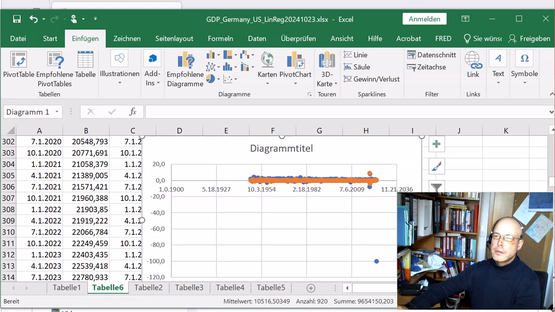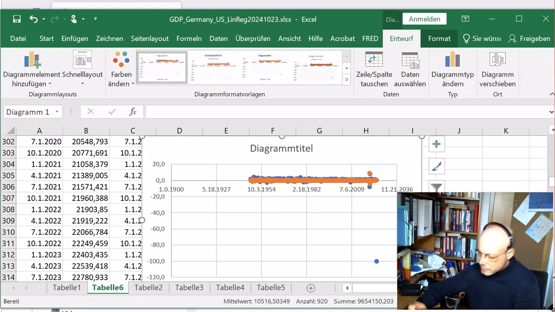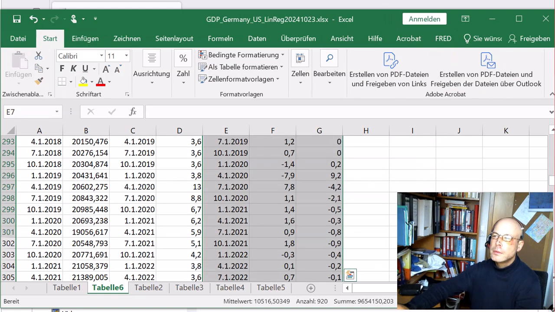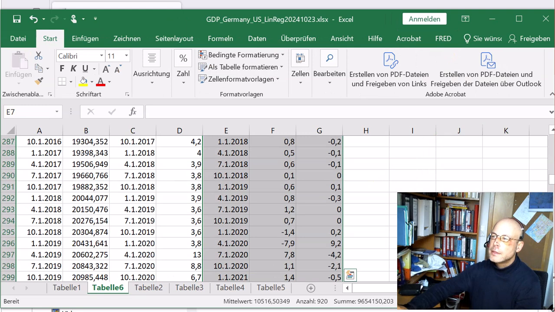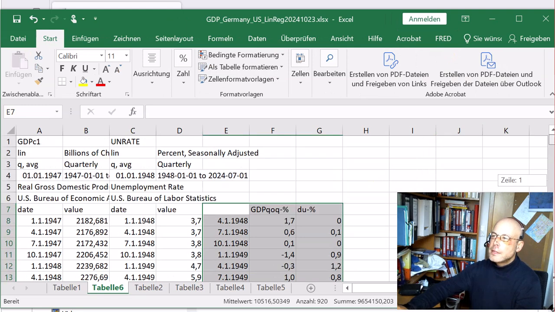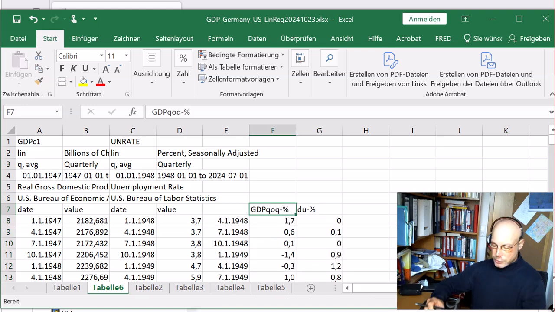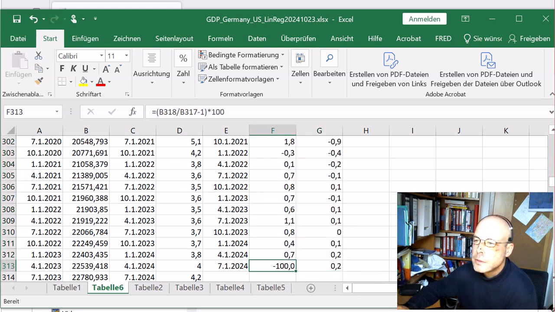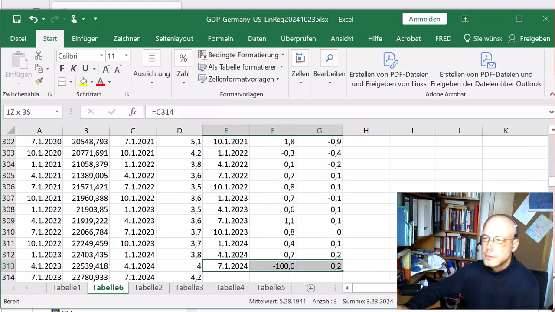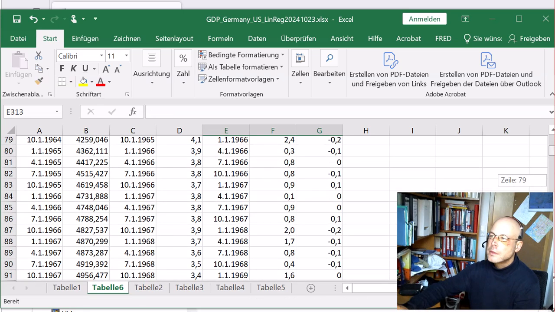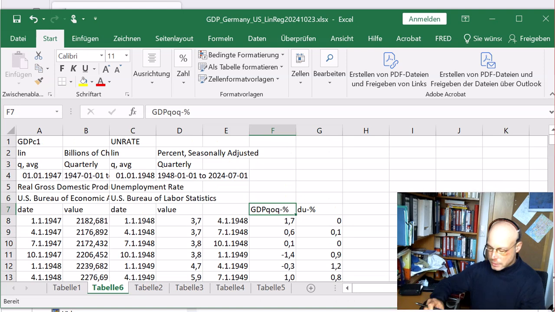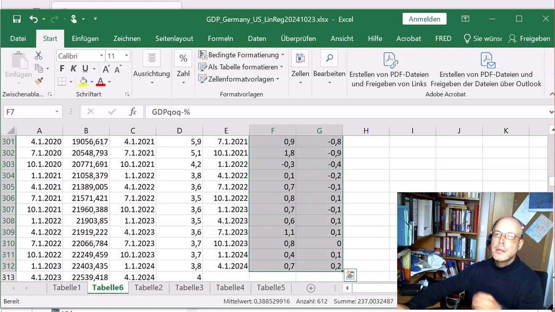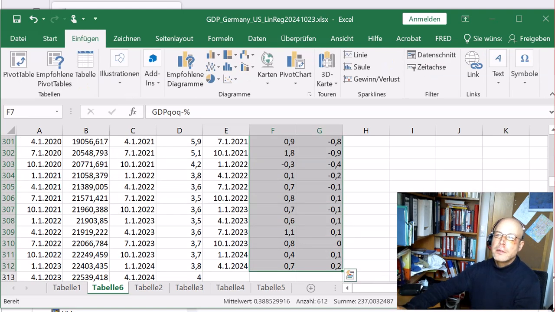There I have done something wrong. Oh, I added the date. This I shouldn't do. And again, this one we don't want. So skip it. Now let's have a look at the data.